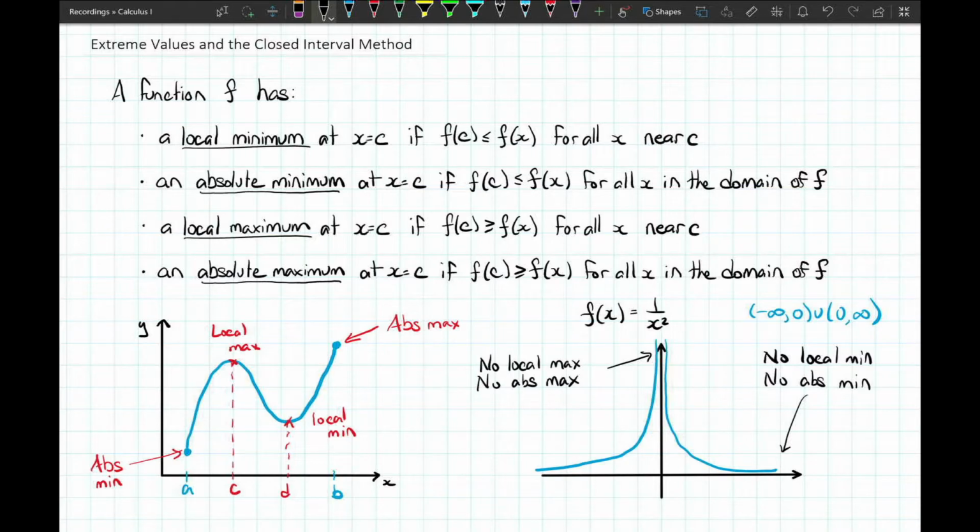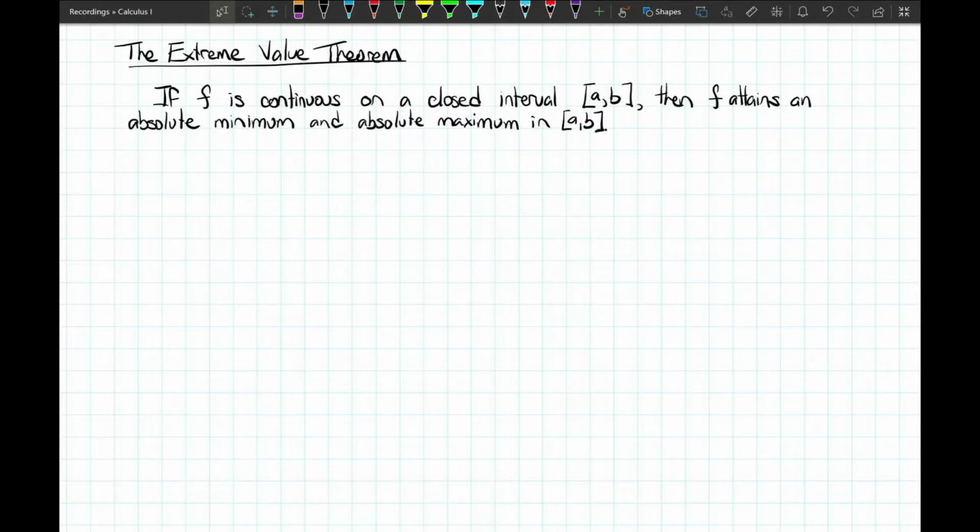Now, in our quest to find the absolute maximum or absolute minimum, there is a very useful theorem that will guarantee the existence of an absolute maximum or absolute minimum. And this theorem has a very fitting name. It's called the extreme value theorem. And we need a couple criteria here for a function. We need it to be continuous and defined on a closed interval.